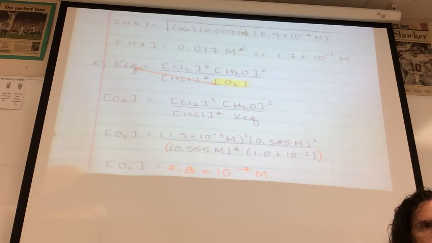Oxygen concentration. And I'm going to take all of these and scan them and put them up to Edline as well. Okay? So those of you just coming in, don't feel lost. We'll find you somewhere.